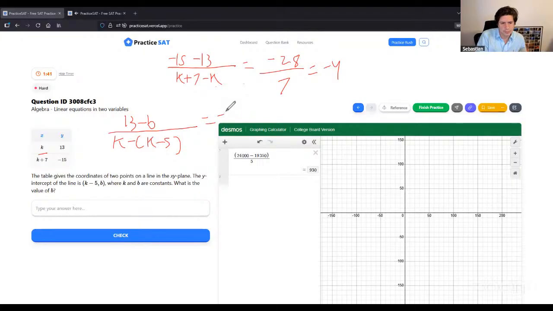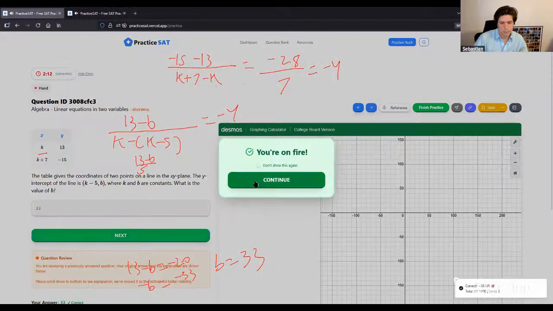Equals -4. So on the bottom, they cancel out. So we're going to have 5 on the bottom, 13 minus B. Multiply, we're going to get 13 minus B equals -20. Negative B equals -33, B equals 33, exactly. Perfect.